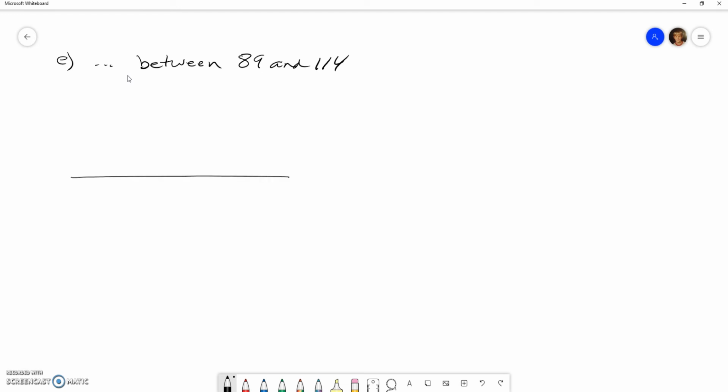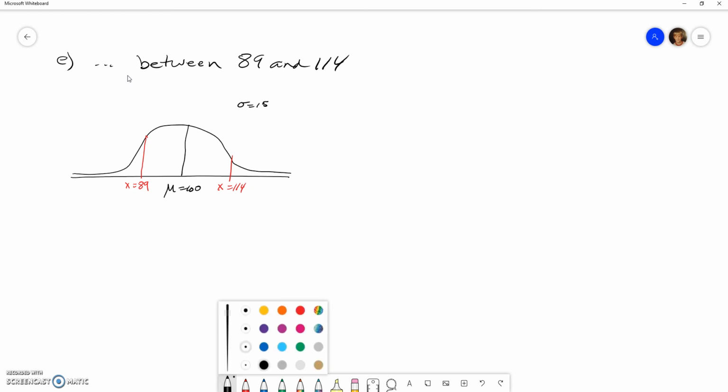So let's draw this out. We're going to draw it out a little bigger. Once again, average is right in the middle. Has a standard deviation of 15, just so we don't forget what that number is. Between 89 and 114. So 89 is on the left side, and there's an x value 114 on the right side. So we have 2 x values, so we're going to have 2 z values. Those 2 z values are each going to give us an area.